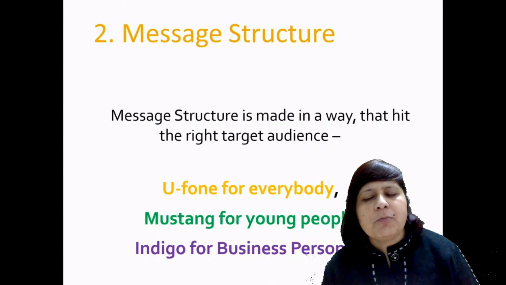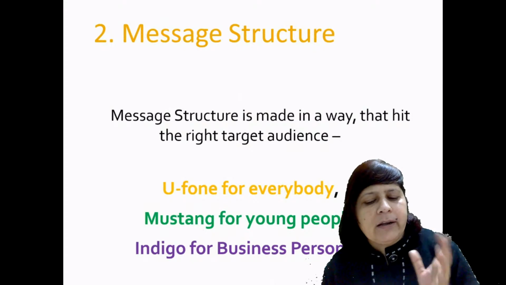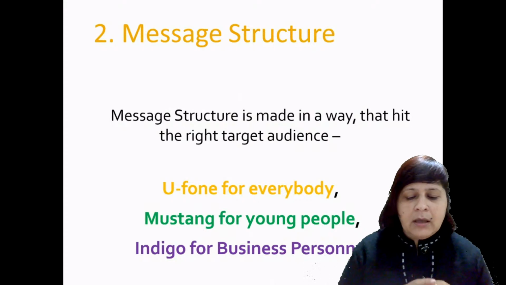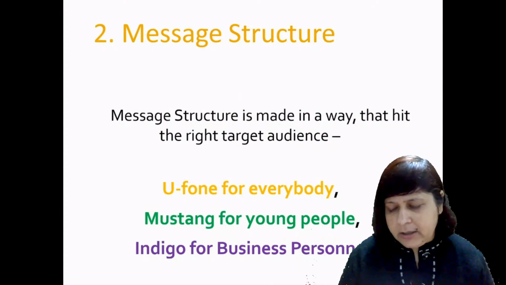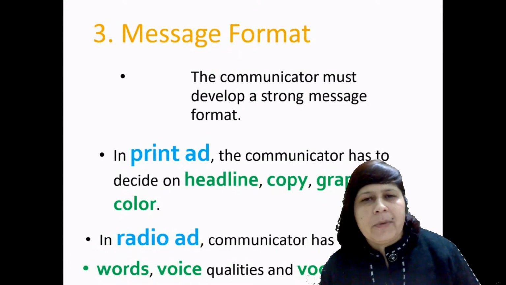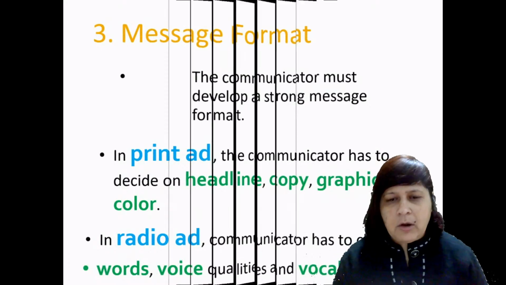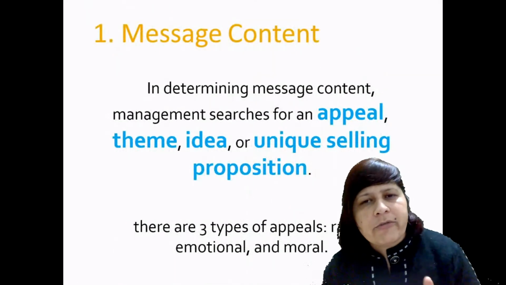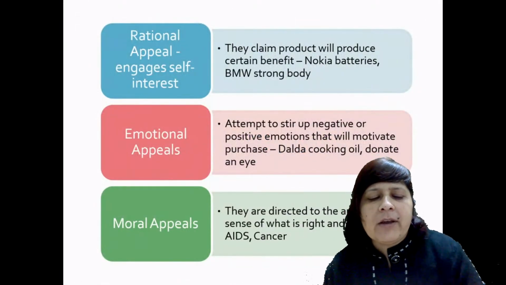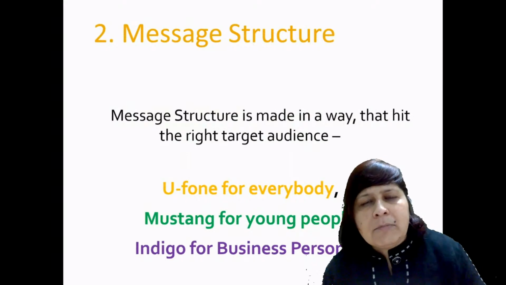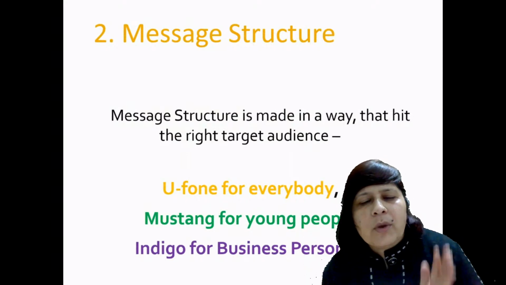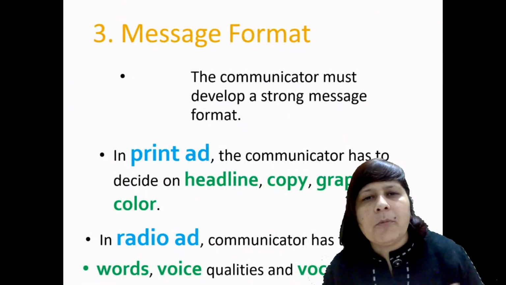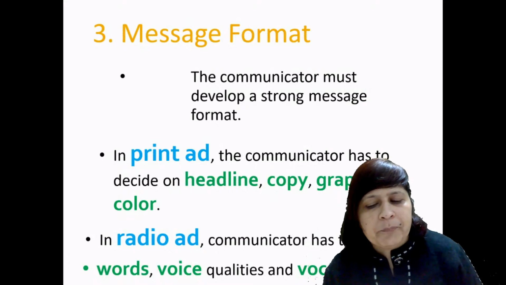The message structure should be made in a way that hits the right target audience, right? So it should be in that way that it should hit the target audience. Message format, right? So all these are included in the message. This is designing a message. First of all, content should be there. Content could be rational, could be emotional, could be moral. Then message structure should be structured in a way that it hits the right target audience. A message format is important. The communicator must develop a strong message format, right?